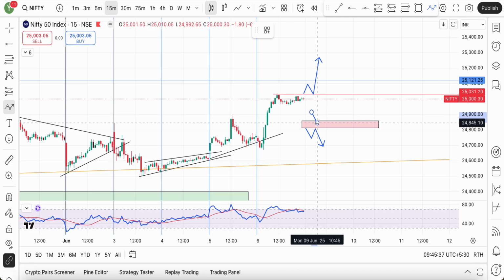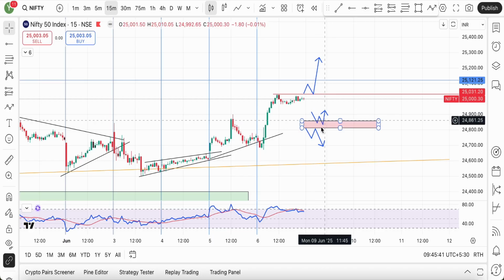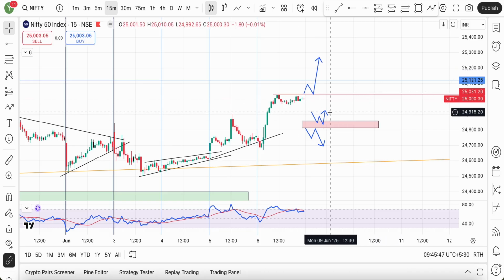So I'll also make a double bottom kind of formation. Only that I should not look exactly for a double bottom, but for some positive sentiment around these levels, wherein you can look for a buying opportunity on the upside.